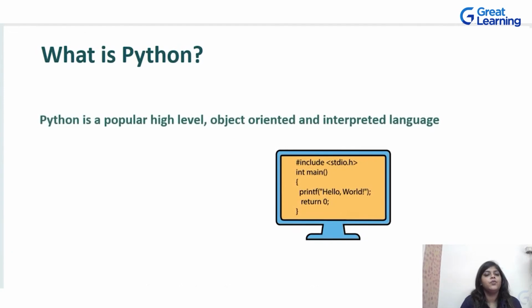Now let's start with what is Python. Python is a popular high-level, object-oriented and interpreted language. So let's talk about what is Python, for those who have no idea about Python and why we use it. Let me give you a quick introduction to that and then we will jump into the code part.